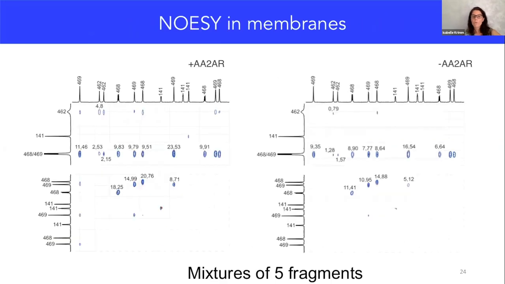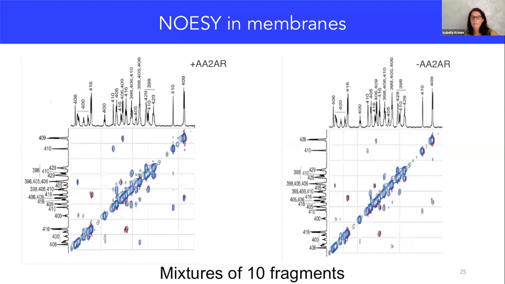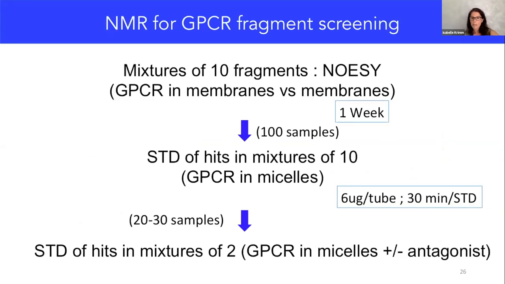I just wanted to show you also briefly that we can also screen in the presence of membranes. So we can use GPCR not only in micelles but directly in membranes using NOESY. So in the presence of 5 or 10 fragments, but here you really have to look carefully at the intensities of your NOESY to really identify the hits. And so I would say that the best is to start with NOESY in membranes, but you really have to validate your hits using STD experiments. And if you want to go further and search for allosteric ligands, you then go to the STD with not 10, because it's difficult not to have superimposition, but using mixtures of 2, for example, and you compare in the presence or in the absence of an antagonist, and you will have your allosteric ligands.